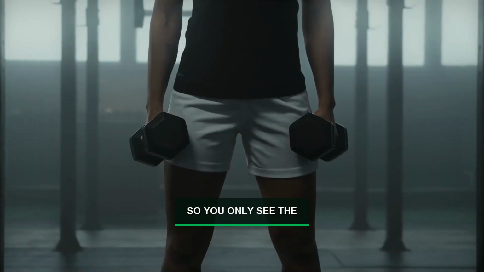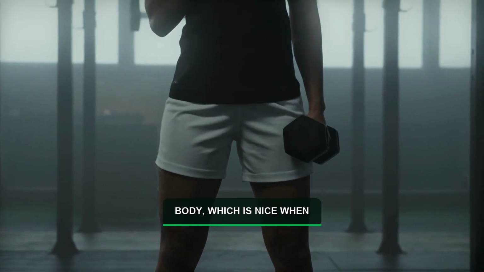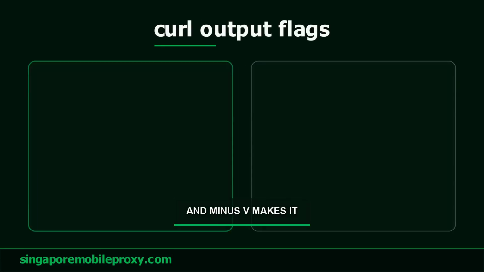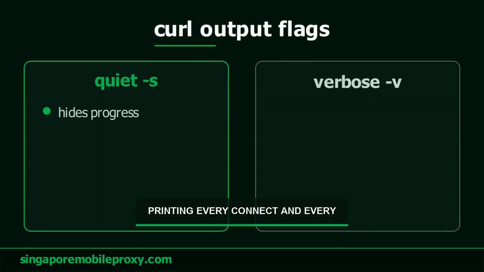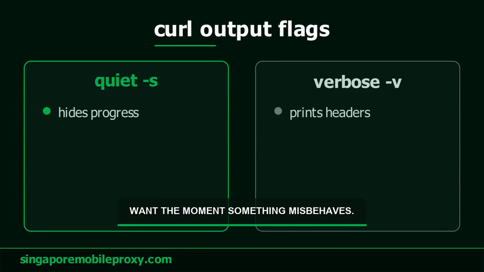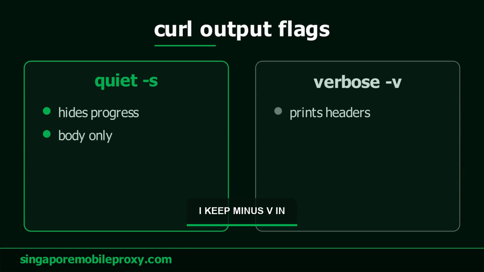2 more cURL flags worth knowing early. -s makes it quiet so you only see the body, which is nice when you are scripting. And -v makes it loud, printing every connect and every header, which is what you want the moment something misbehaves. I keep -v in my back pocket for every weird case.